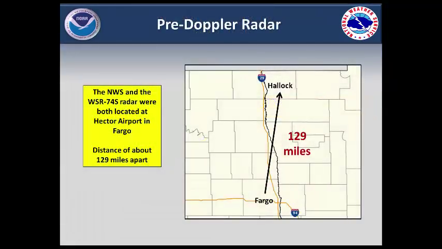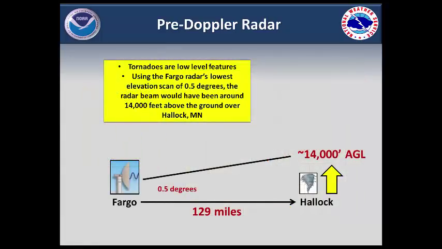In July 1995, both the National Weather Service and the weather radar were located in Fargo. This is about 129 miles from Hallock. The lowest elevation the Fargo radar could see was a half a degree. At 129 miles, the radar beam would have been about 14,000 feet above the ground. Tornadoes are a low-level feature, so the Hallock tornado would not have been seen by the Fargo radar. However, the radar would detect a very strong echo.